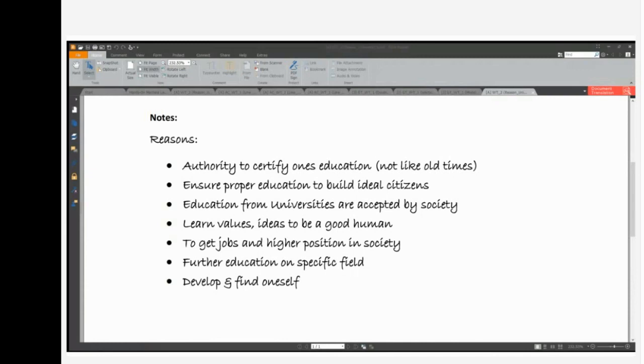The sole purpose of a college or university is to ensure the proper theoretical and moral education to build the ideal citizens the country needs, and this is the system which is unquestionably accepted by the society. So now in this point, we're actually having a transition from our first point to our second point. So to do that, we do it very nicely by saying people are going to the universities because this is the most common way of getting the education.